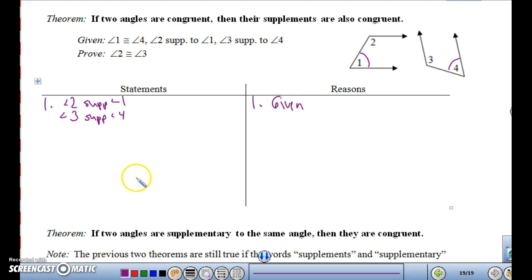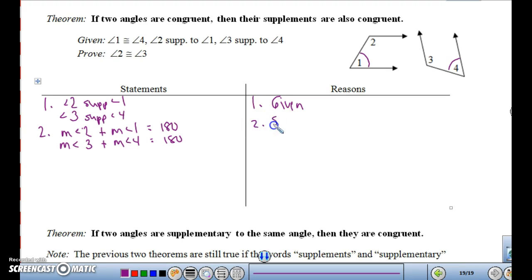Now, what does supplementary mean? Well, supplementary means that their measures of the angles add up to 180 degrees. And that's the definition of supplementary. So we can say the measure of angle 2 plus the measure of angle 1 is 180, and the measure of angle 3 plus the measure of angle 4 is equal to 180.